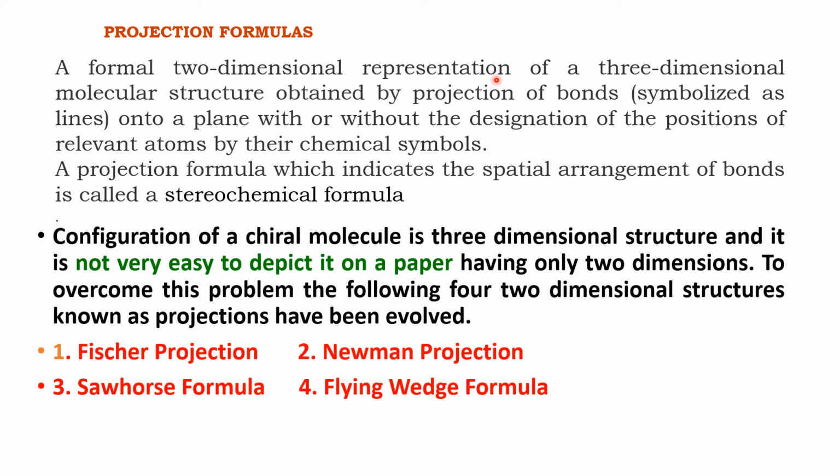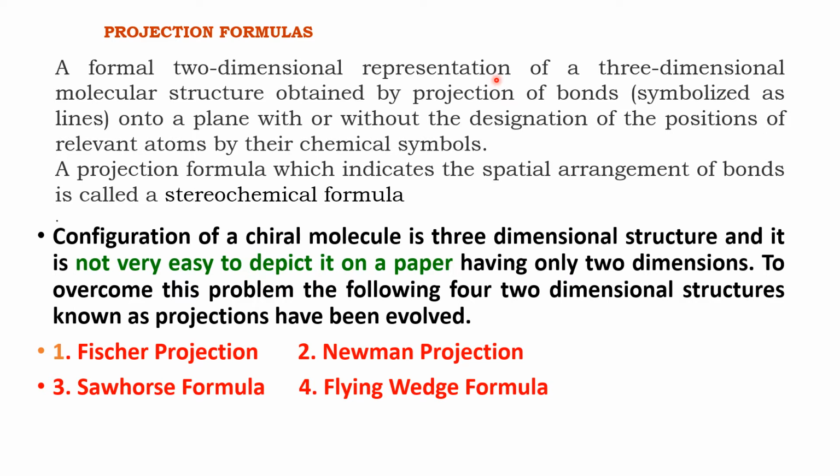When we consider a three-dimensional molecule and represent it as a two-dimensional picture on paper, we have to overcome many problems associated with these representations. So, the configuration of a chiral molecule from a three-dimensional picture to a two-dimensional picture is called a projection formula.